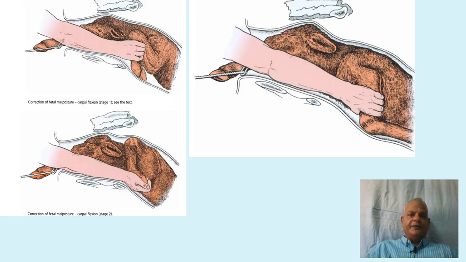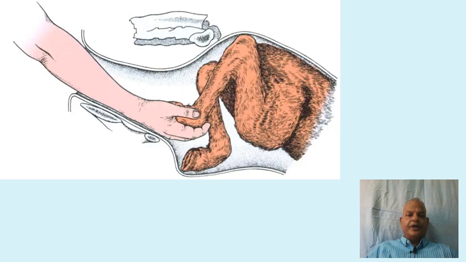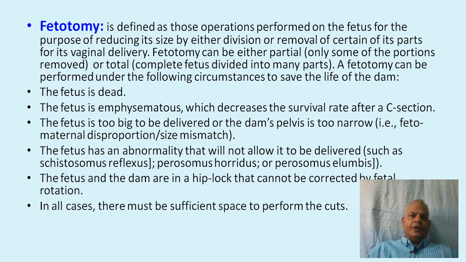This is how the correction of the fetal carpal flexion should be done, catch hold, and then the hoof of the calf must be cupped in your hand to prevent injury to the birth canal before straightening it. Again, in the hind posterior presentation also, the hoof of the calf must be cupped in your hand and then straightened.